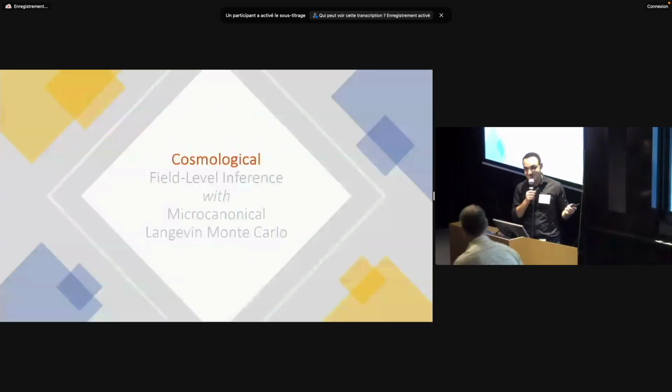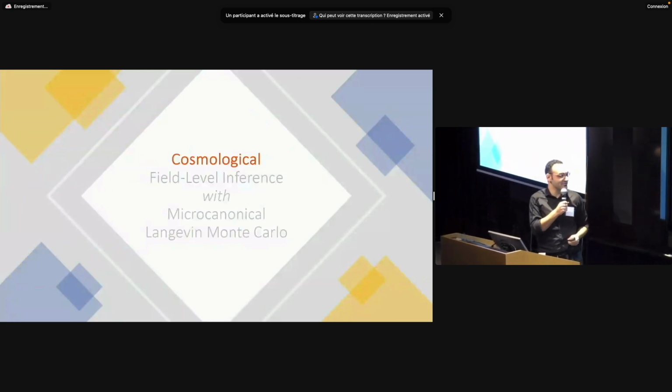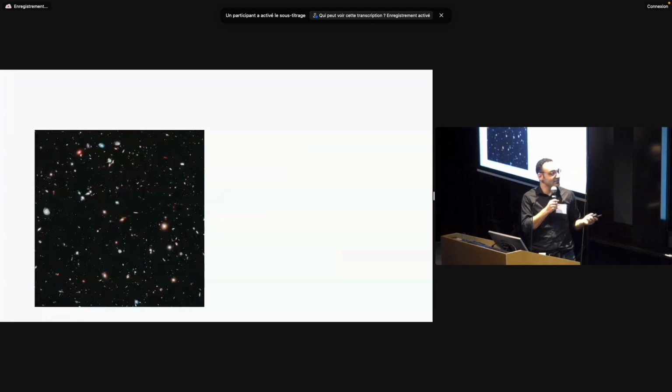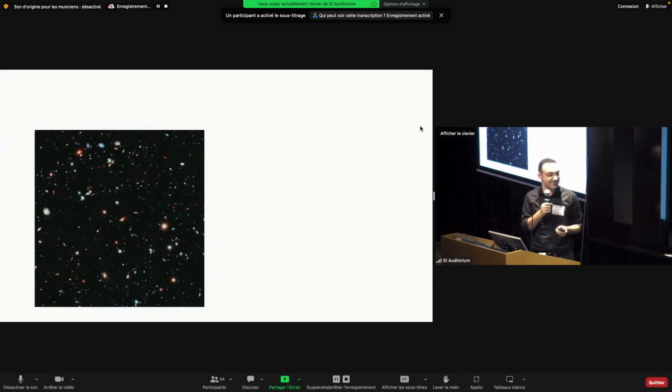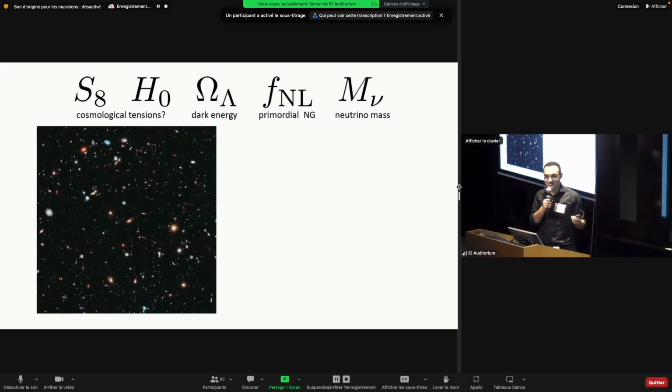Okay. So let me start by breaking down the title of my talk, Cosmological Field Level Inference with Microcanonical Langevin Monte Carlo. So let's start with the word cosmological. A current problem in cosmology is we have these images of the universe, for example, a 2D weak lensing map or a 3D map of galaxies in the universe. And we want to try and infer the cosmological parameters, for example, S8, the Hubble constant, the dark energy parameter, primordial non-Gaussianity, or neutrino mass.